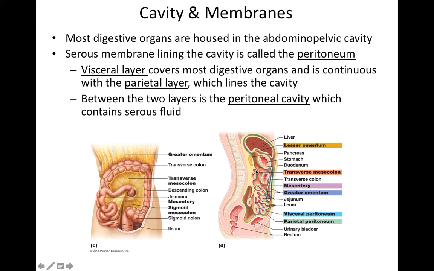The transverse mesocolon right here, and then you can also see it right here, is attaching the transverse colon, this part right here, to the posterior body wall all along the length of the transverse colon. So basically the colon is suspended from the posterior body wall by this piece of connective tissue.